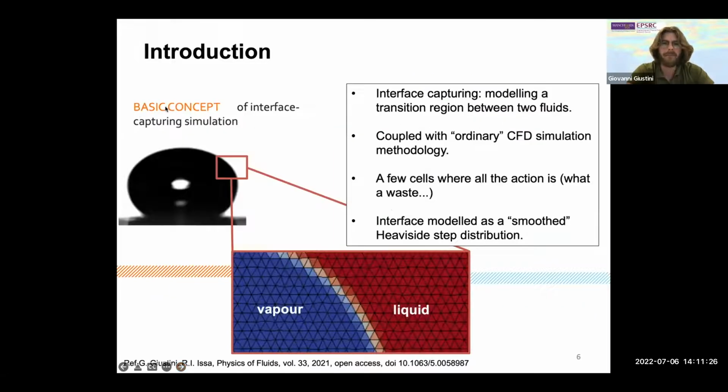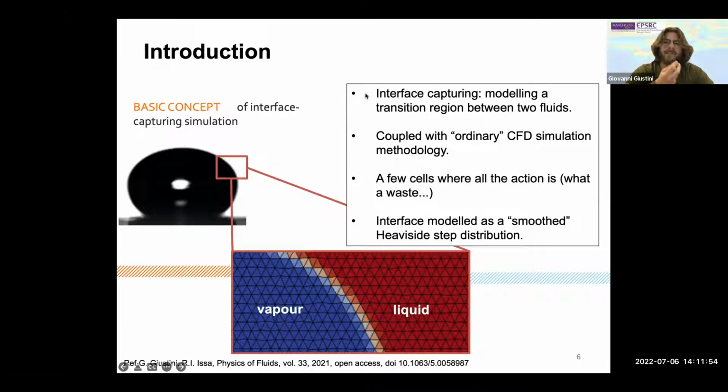And so, a little bit of technical detail before I show a couple of examples from my research. Now, the simulation methodology that I've been using, and that underpins some of the results that I'm going to show, is so-called interface capturing CFD simulation. Now, what is it? It is basically a technique that works in tandem with ordinary CFD simulation methodologies.